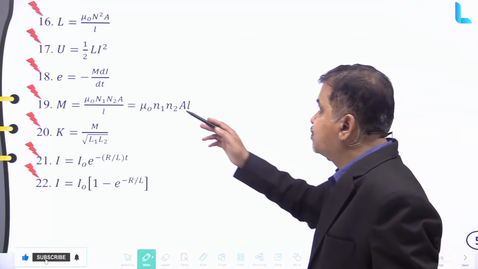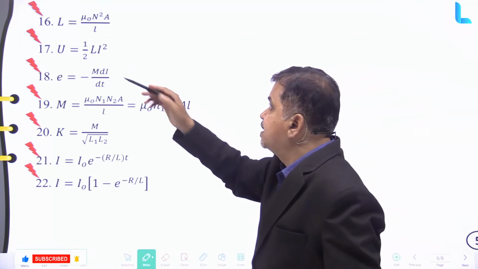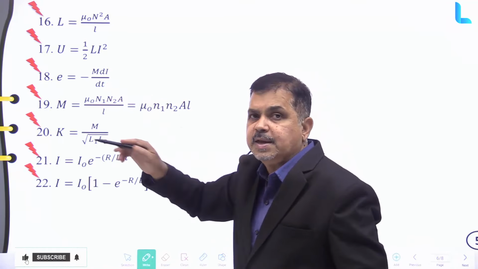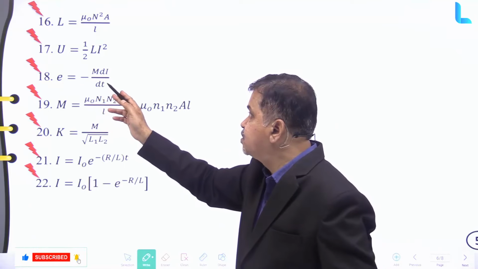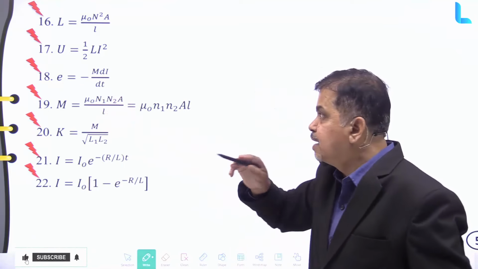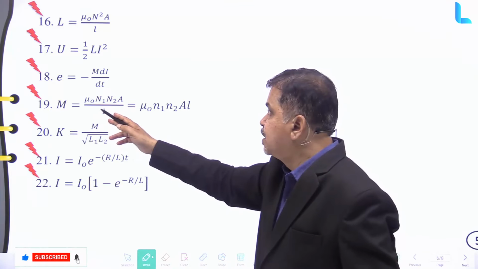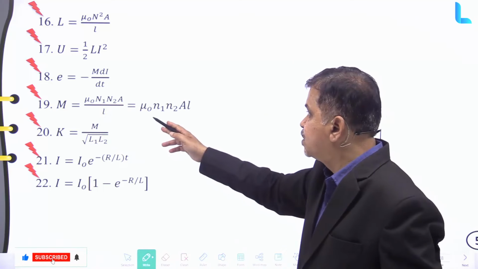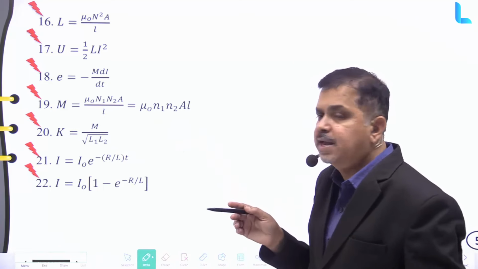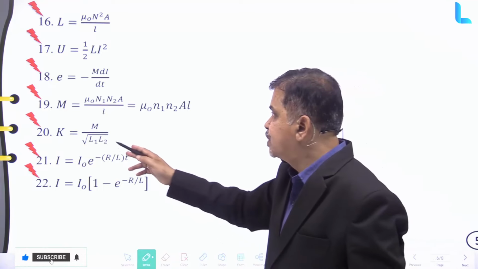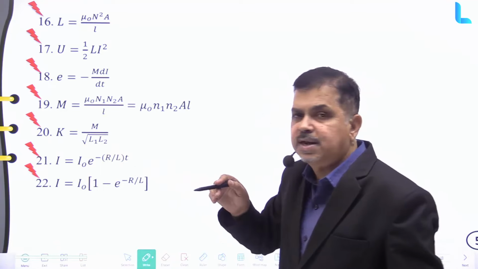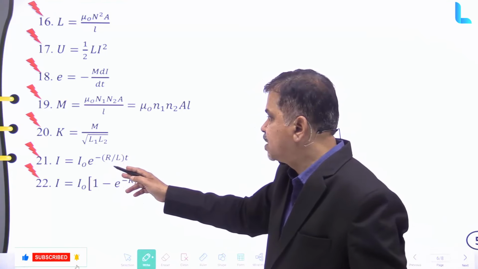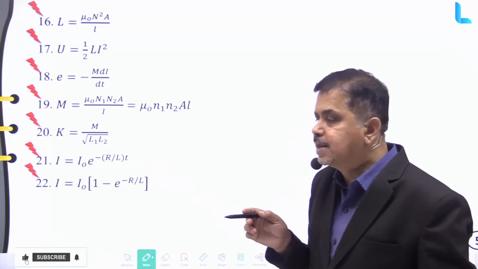And further we have L equal to mu naught N square A divided by L, and U is given by half into L i square. The induced EMF E equal to minus M into dI divided by dt, and mutual inductance M is given by mu naught into N1 N2 A divided by L. K is given by M divided by square root of L1 L2, and I is given by I naught into e raised to the power of minus R divided by L into t.